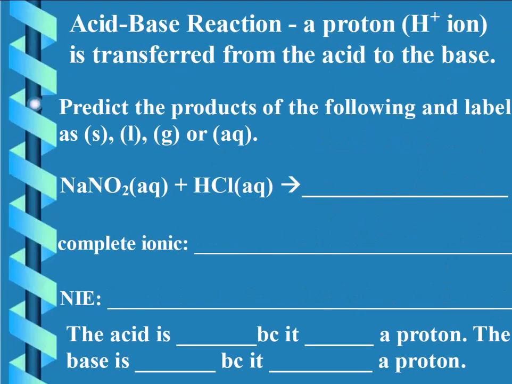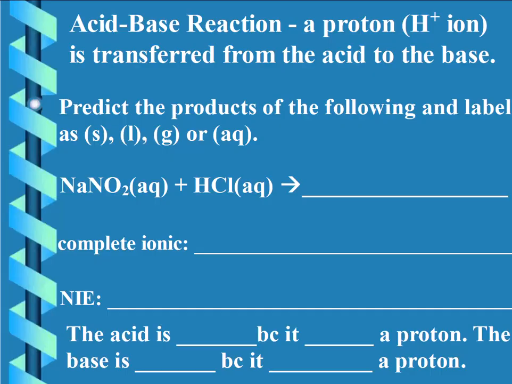And then the last type of double replacement is an acid-base reaction. The definition of an acid-base reaction is that a proton, which is a hydrogen ion, is transferred from the acid to the base. So the acid is going to lose a proton and a base is going to accept that proton.